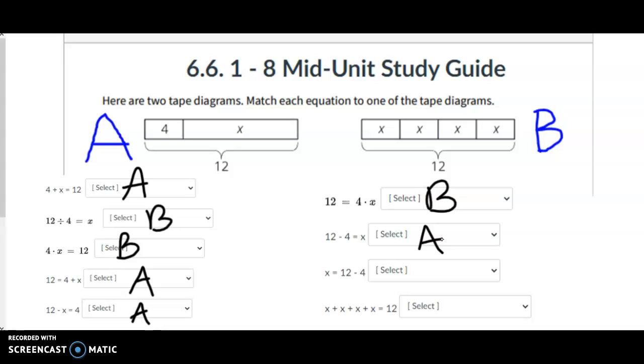The next one is x equals 12 minus 4. That's also A. It's subtraction. You're taking away the 4 and you're left with x. And the last one is x plus x plus x plus x, and that's repeated addition, and repeated addition is multiplication. So that one goes with B.